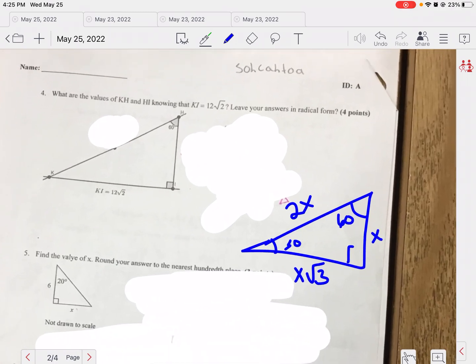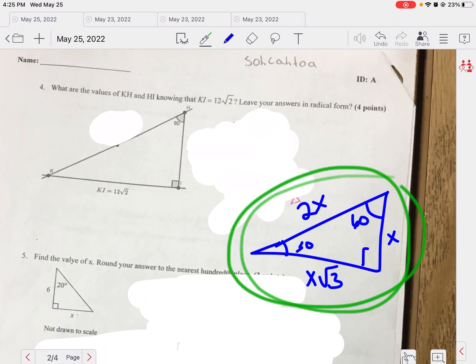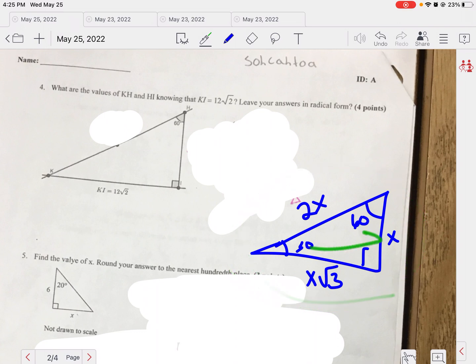Moving on here, it says, what are the values of HIJK, and we know 12 square roots of 2. So again, this is a special right triangle. If you want to try and remember this one, the 30 goes with x, it's across from x. X square roots of 3 is across from 60, so remember the 3 touches the 30-degree angle, so 3 and 3 go together, and the other two legs both have an x. And then this one is 2x.